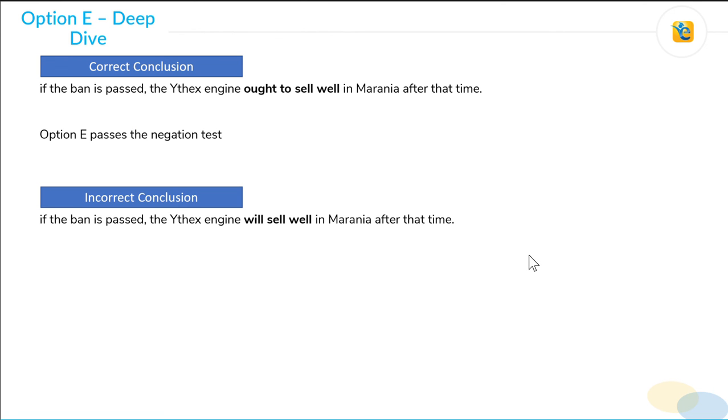So let's talk about two situations. I told you about the distinction in the conclusion. If you visualize the conclusion incorrectly, you might face trouble in this particular question, in this particular option. So the incorrect conclusion would be, if the ban is passed, the Ythex engine will sell well. If you assume that this was the actual conclusion, and if you applied the negation test for option E here, then let me show you where the problem is. So let's assume that this is the conclusion. If the ban is passed, the Ythex engine will sell well in Marania.